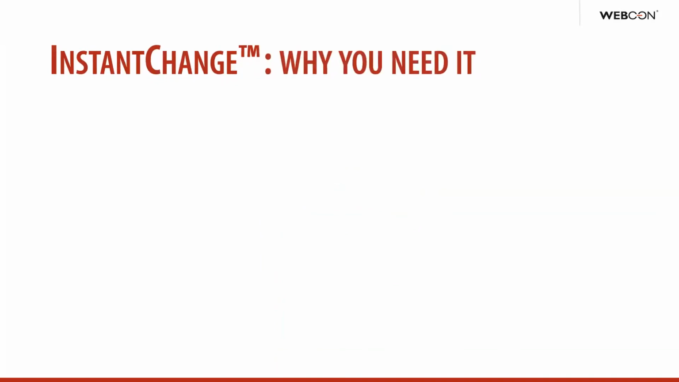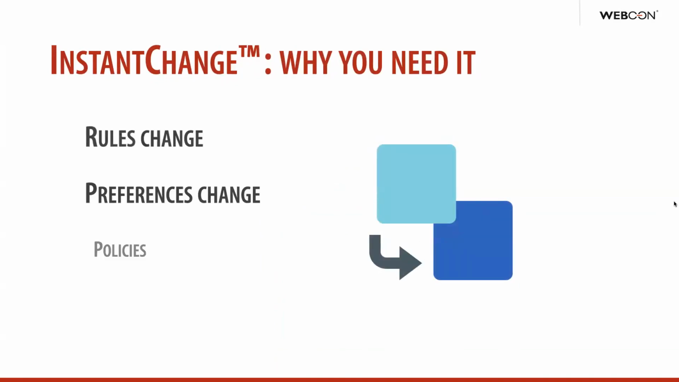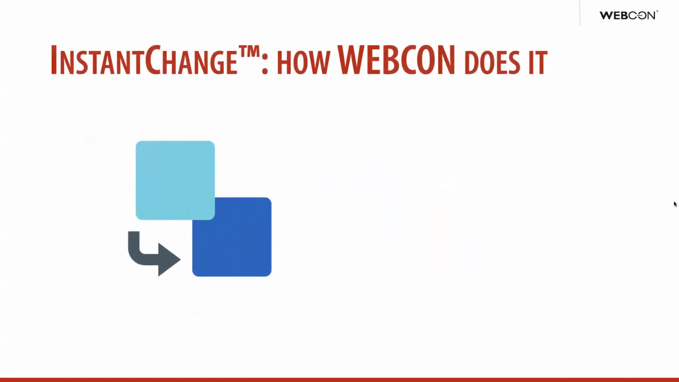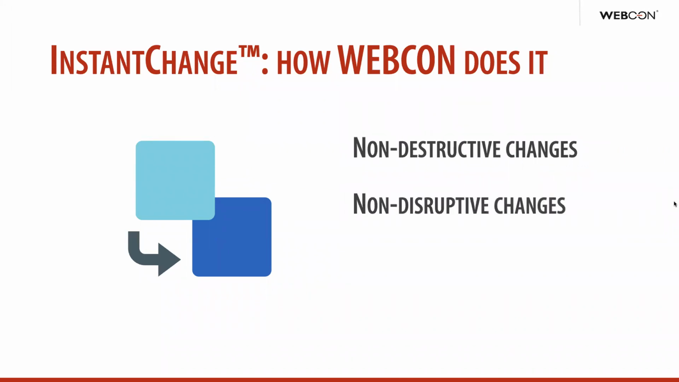And why do we do this? Because you need it. Rules change, preferences change, business policies change, and you need to change your application to match it. The way we do it is what matters, because lots of different platforms are capable of affecting change. In our case, when you make a change, it doesn't destroy the work that's already taken place, and it doesn't disrupt it. In fact, anything that's in the middle of running just learns what the changes are and adapts on the fly. It's like changing a plane's itinerary mid-flight. We can do it. Very few people can.